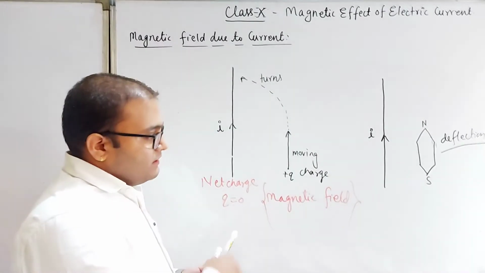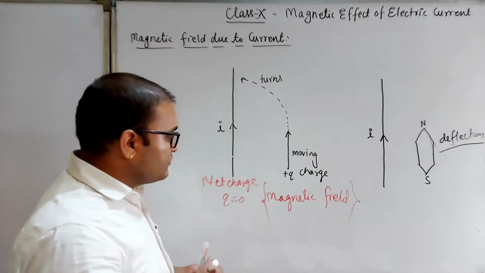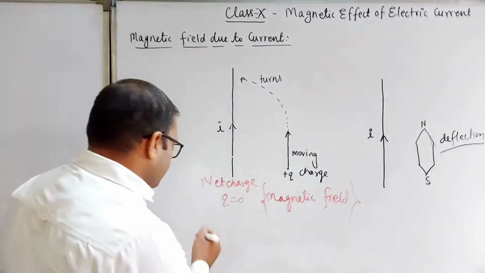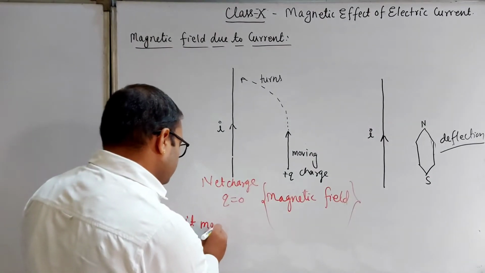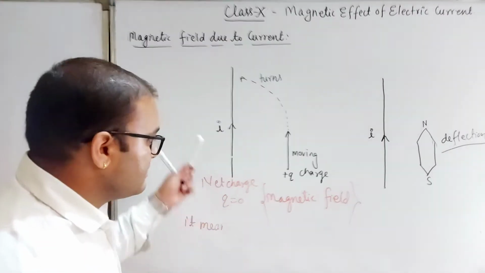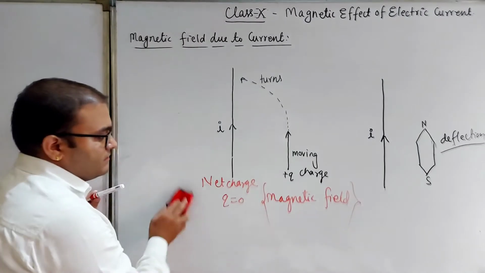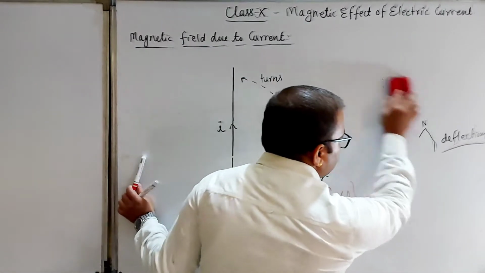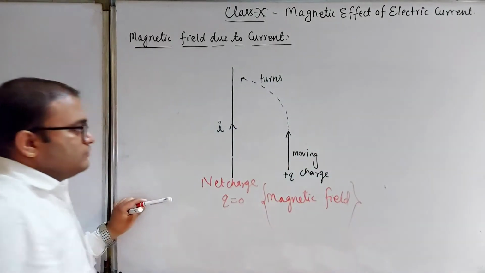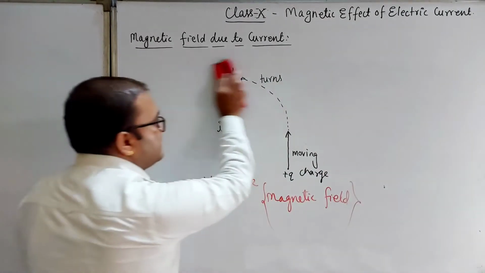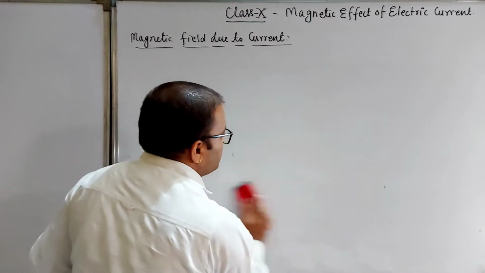So here the magnetic field is produced due to current. I will explain it to you further. You can note this down for your understanding.